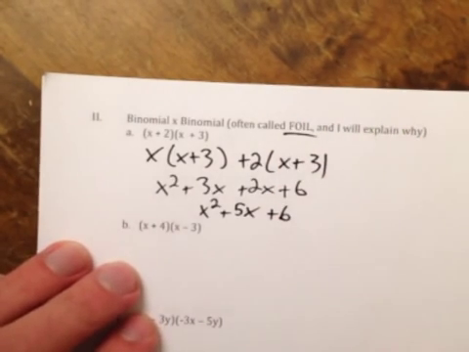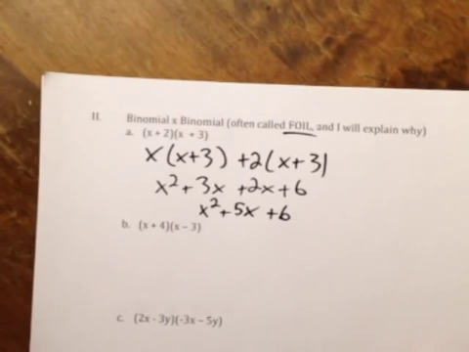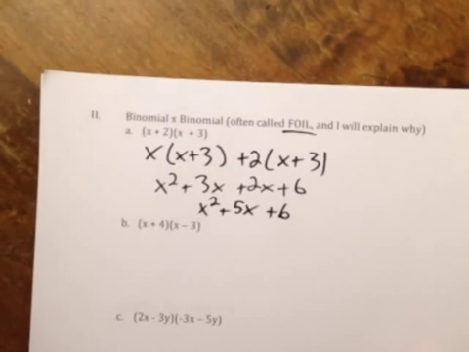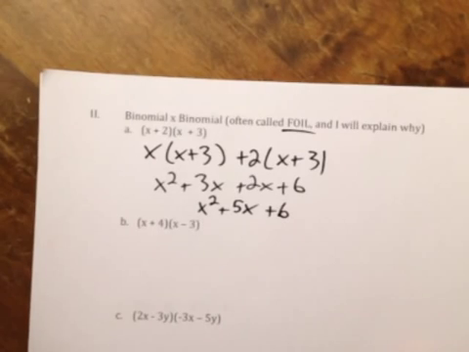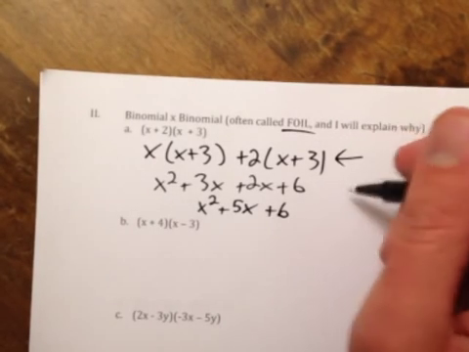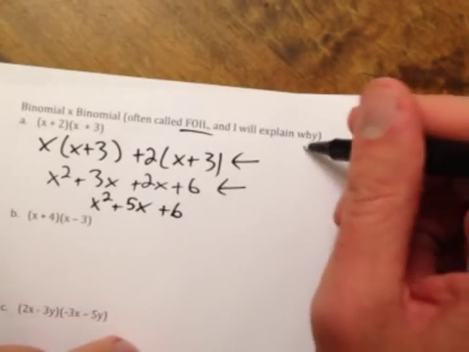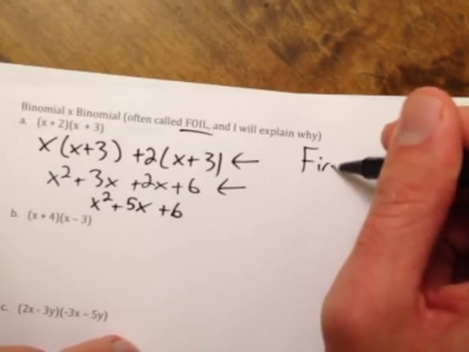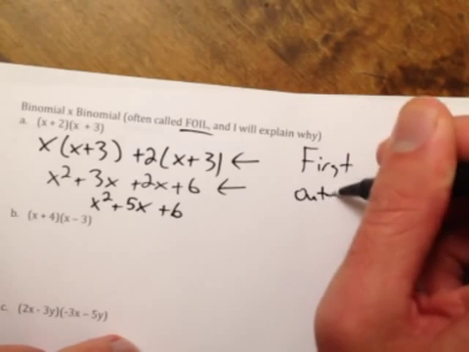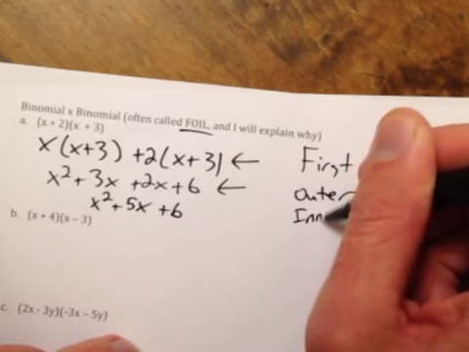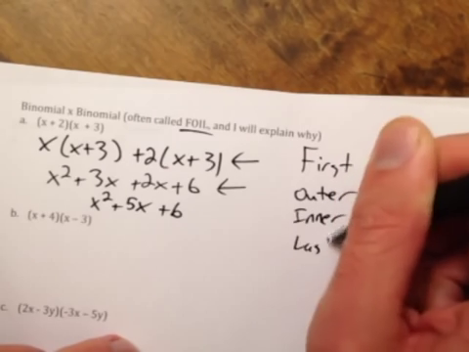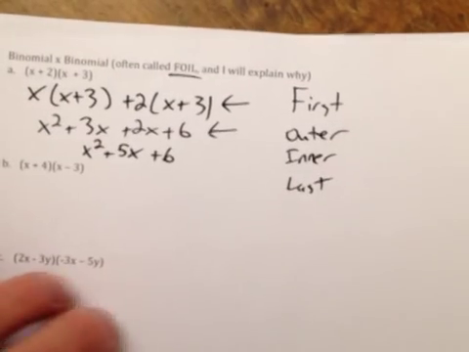Oftentimes this is called FOIL. The reason is there's a shortcut way of remembering it without having to write out this step, where you can go straight to this step. And it's by using the acronym FOIL, where F stands for first, O stands for outer, I stands for inner, and L stands for last.